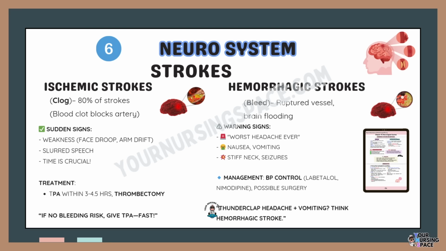For ischemic strokes, TPA can be administered within 3 to 4.5 hours if there are no contraindications. However, for hemorrhagic strokes, TPA is not used. Instead, treatment focuses on controlling blood pressure, preventing increased intracranial pressure, and monitoring for further complications.